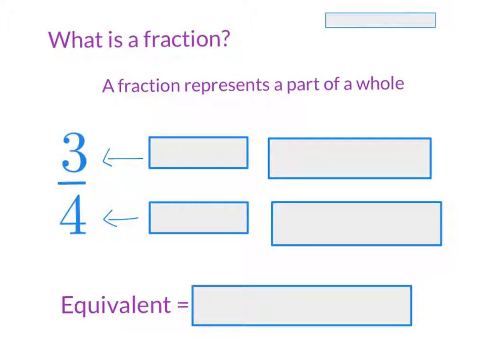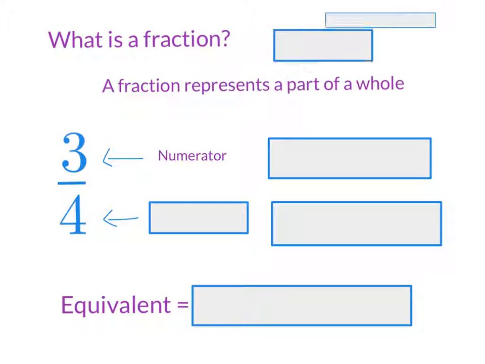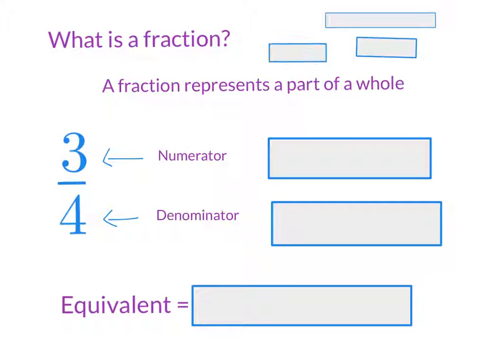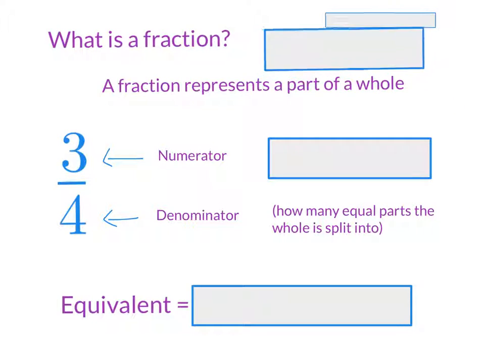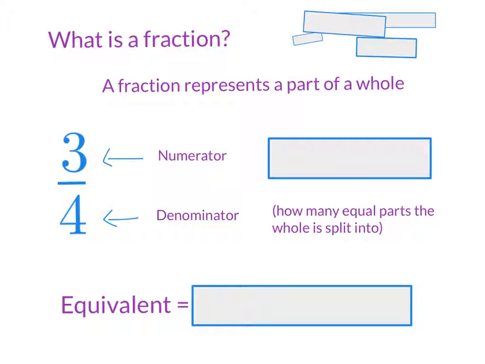Now, here we have a fraction, 3/4. This is an example of a fraction. The top number is called the numerator, and the bottom number is called the denominator. Okay, go ahead and write that in your notebook. Now, let's start with the denominator. The denominator tells you how many equal-sized pieces your whole has been divided into.